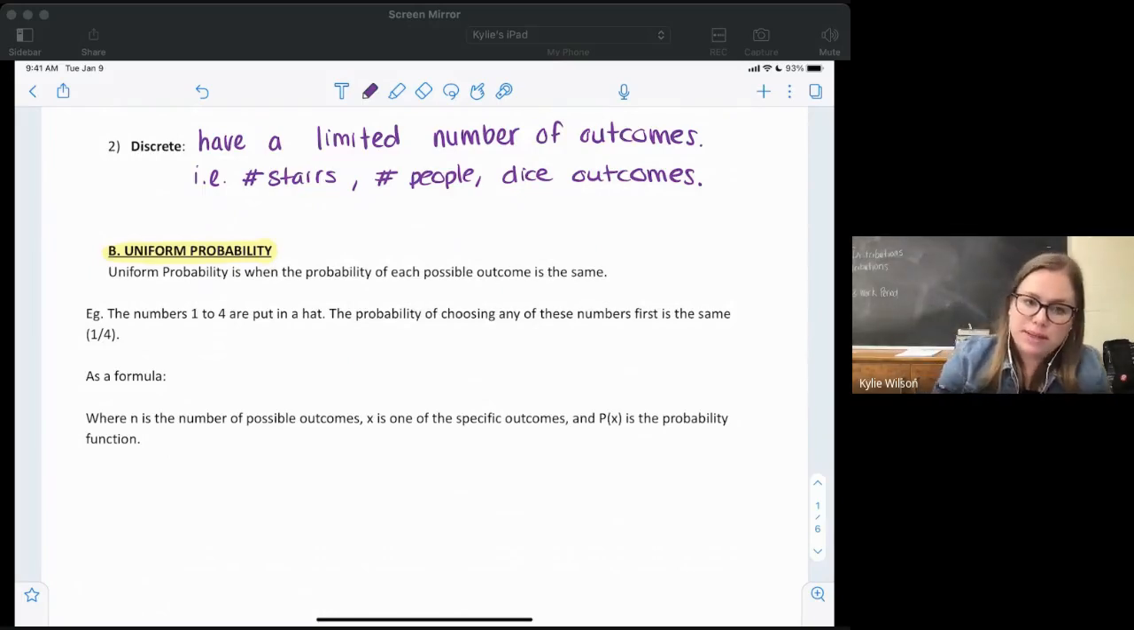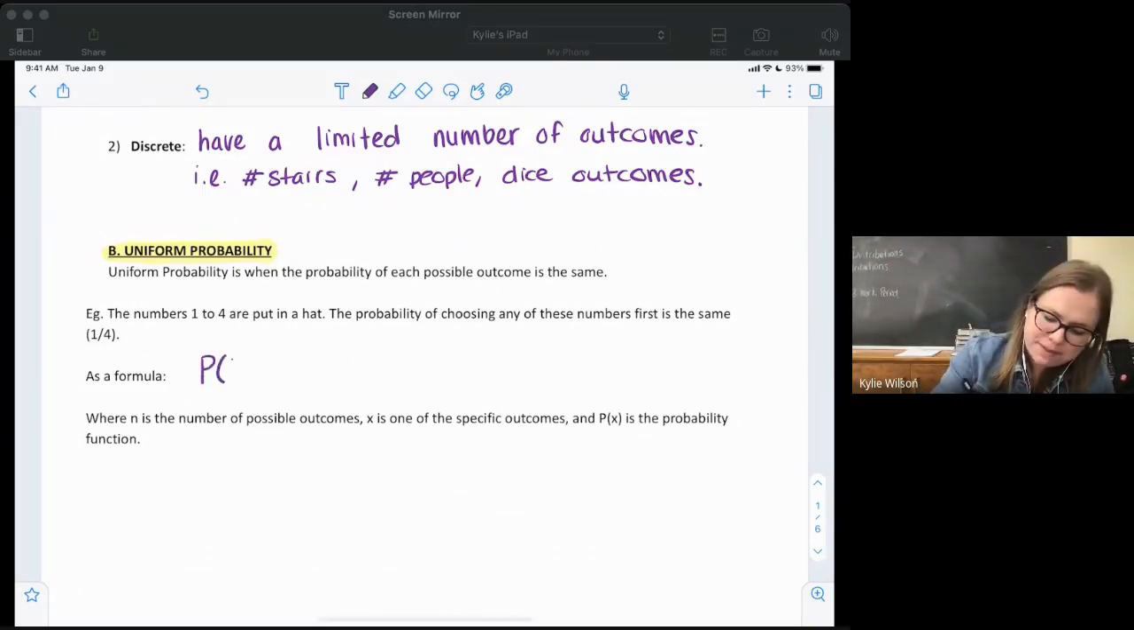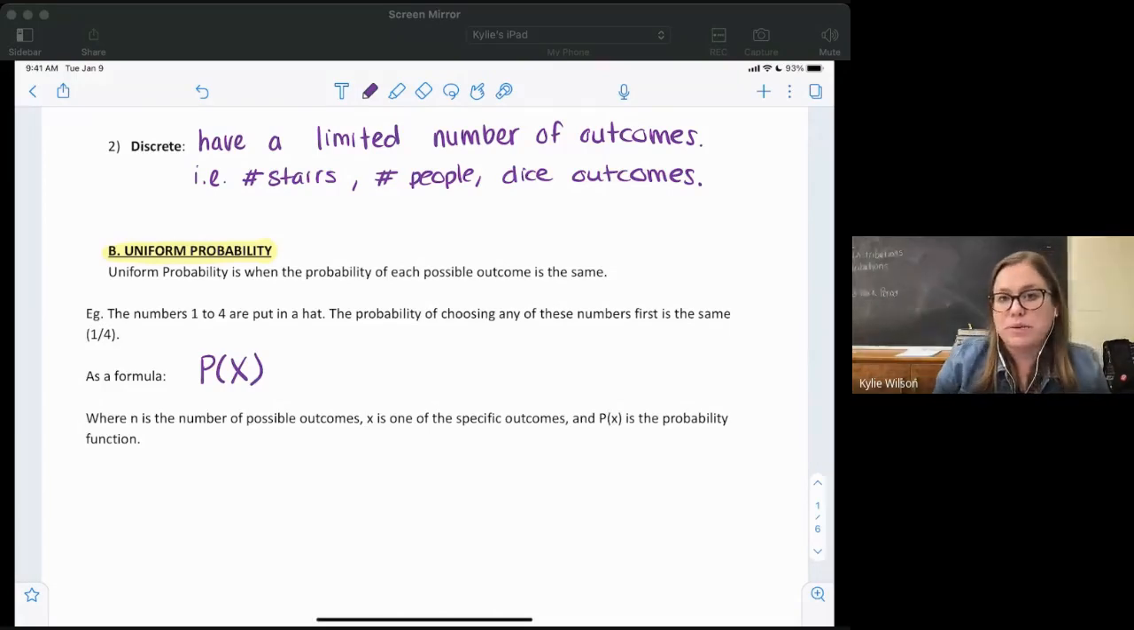So for our probability, the probability of any outcome in our random variable, so the probability of x, our random variable, is equal to 1 over n, where n represents my total number of outcomes. And this is because all of my outcomes are equally likely, so we can just take 1 and divide it by our total number of outcomes. So that's our uniform probability.